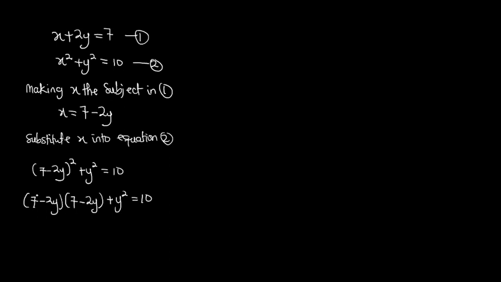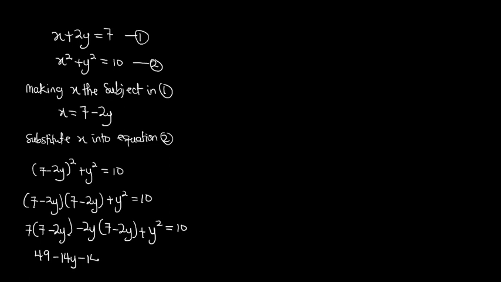So I can now use the content over here to multiply the content over here. I use the 7 first, 7 into bracket 7 minus 2y. Then I have the second term over here, minus 2y, and I use it to multiply this, so 7 minus 2y again, plus y squared is equal to 10. Alright, so 7 multiplied by 7 will give me 49, minus 7 multiplied by 2 will give me 14y, minus here will also give me 14y, then here will give me plus 4y squared, plus another y squared is equal to 10.